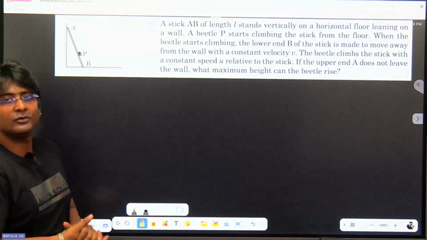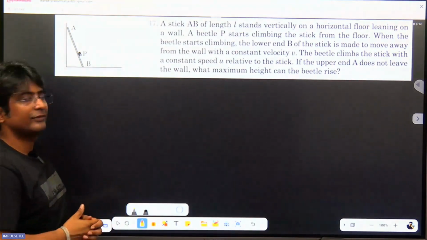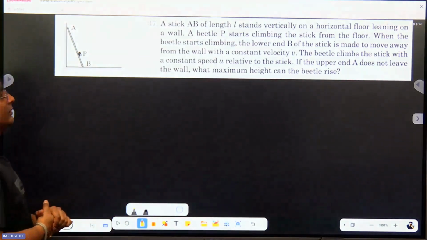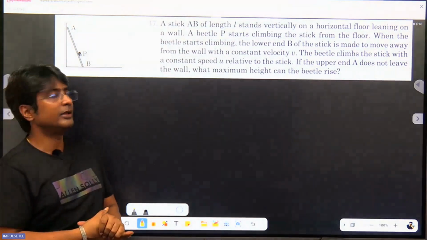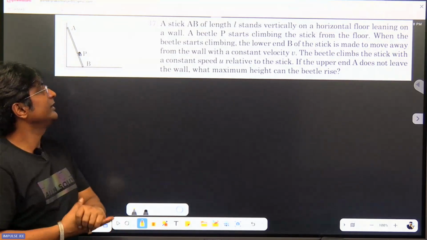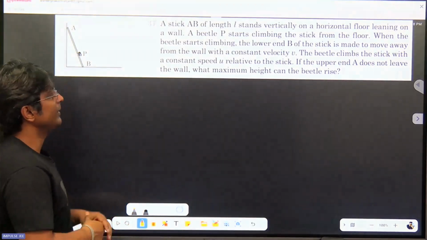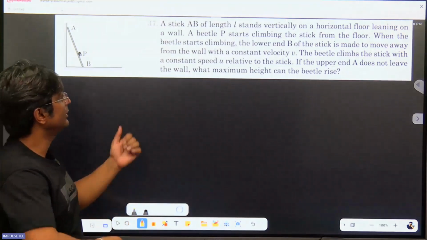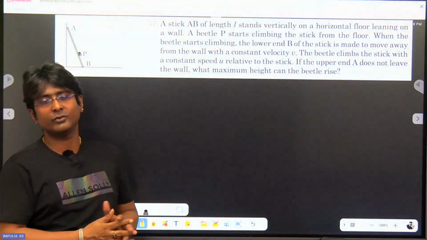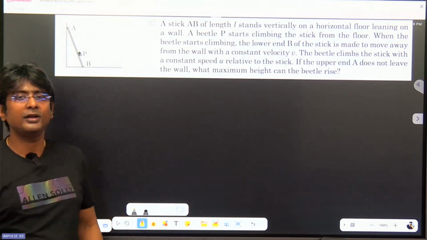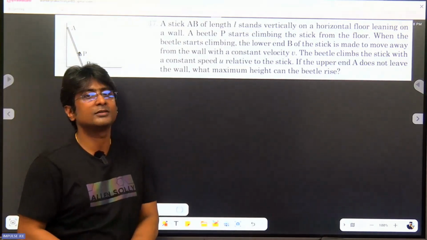Today, I am going to discuss a problem again from Pathfinder Physics for Olympiads. This question is related to the relative motion concept from kinematics and is famous as the Beetle problem. Maybe you have tried this sum, or maybe many of you are not able to solve it. So today I am going to solve this question from geometry, and I am going to avoid the calculus part here.